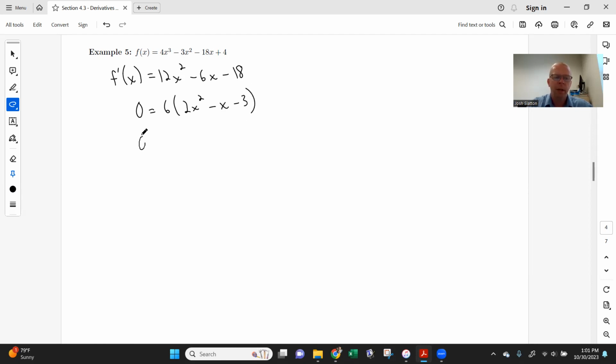We can divide by 6. It's not going to change anything. And then factor this. So we have (2x - 3)(x + 1). So both equal to 0. We get x is 3/2 and x is -1. Put those on the number line.